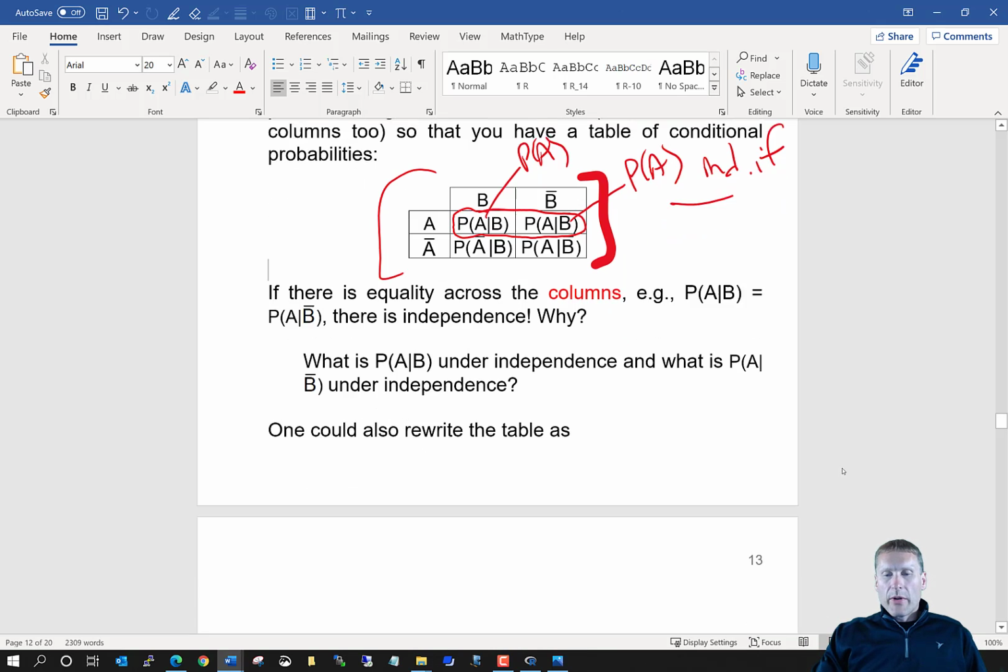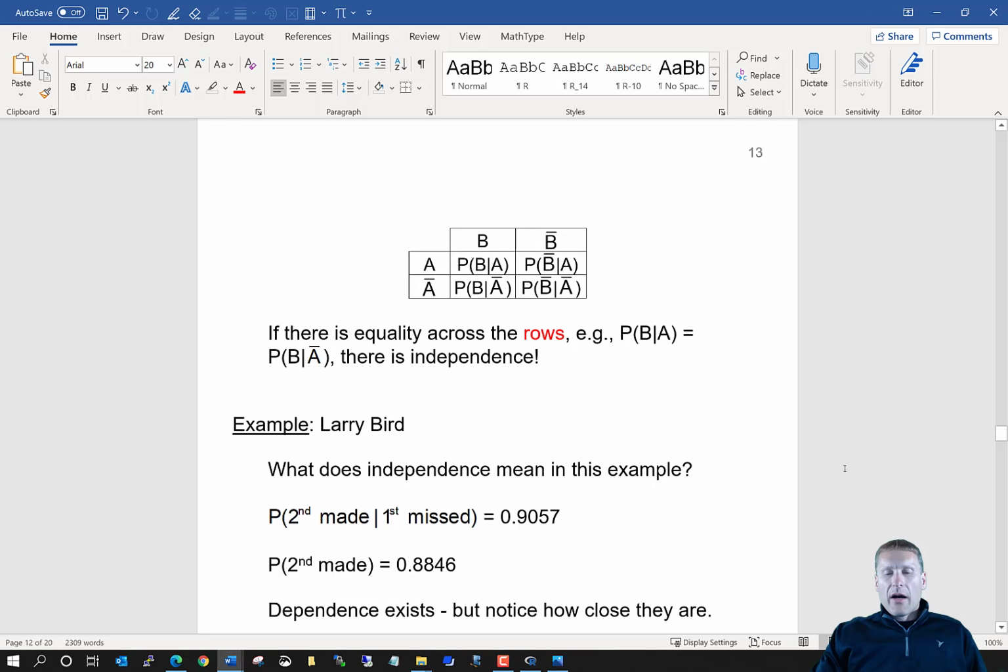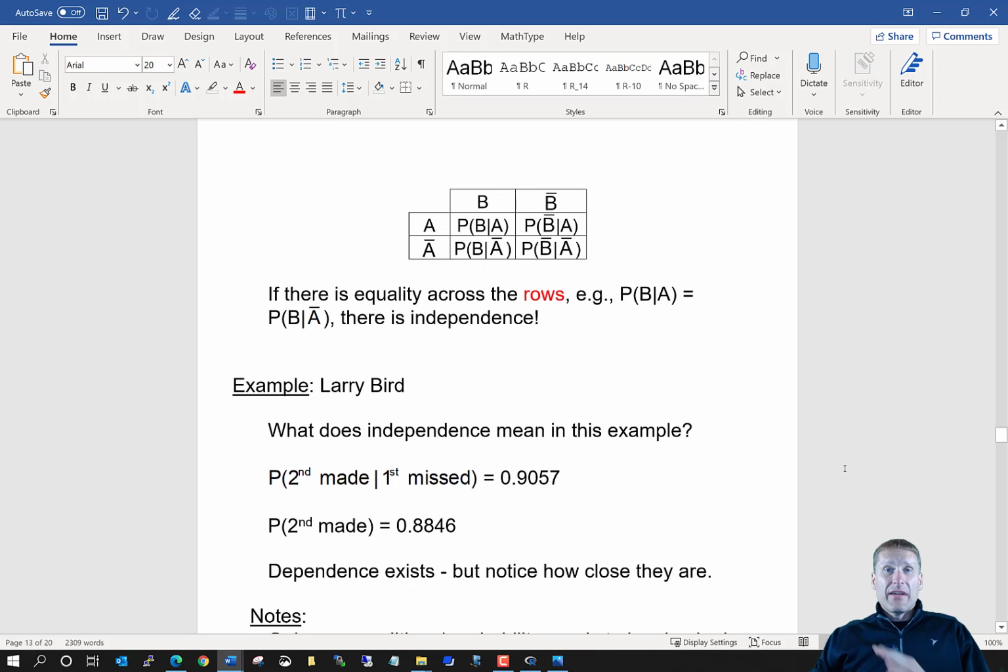Now we could also rewrite this in terms of probabilities of B given A or A complement, or also with the B complement too. And in this particular case, we have independence if we have equality across the rows. Note that in a simple 2 by 2 table setting such as this, if you have one, you're going to have the other as well.